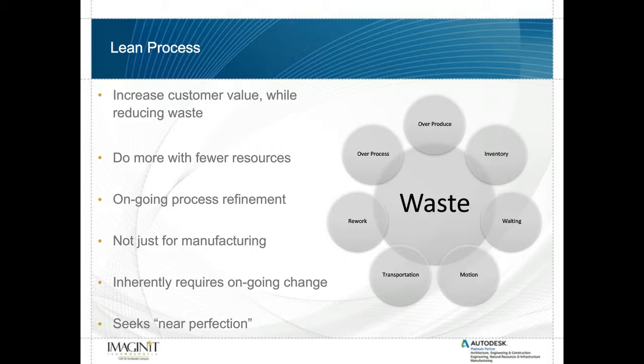And what we're really looking for is near perfection. So we'll never reach that point where it's completely lean, where there's no errors, where we're able to reduce all of this. The transportation line is perfect. Everything is, you know, we've reduced the wait times to zero. It's very difficult to get to a true frictionless environment like that. So lean always searches for near perfection as it goes through there.